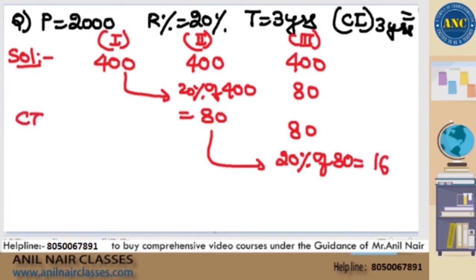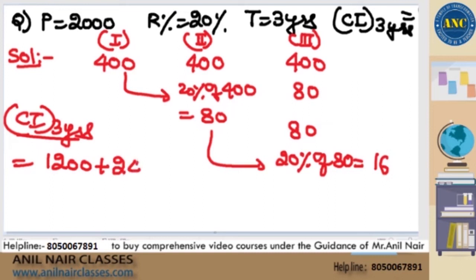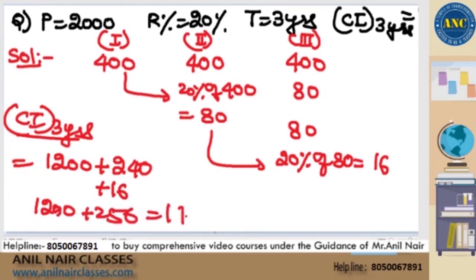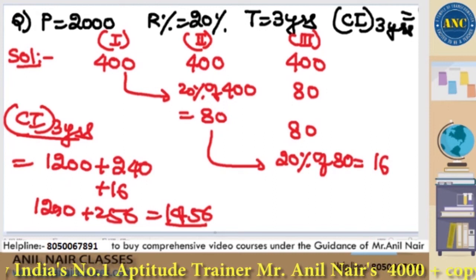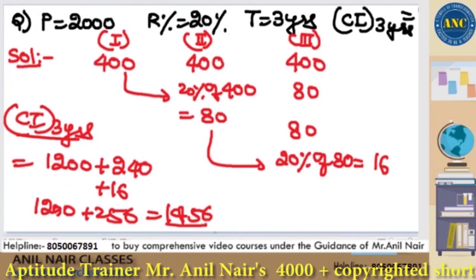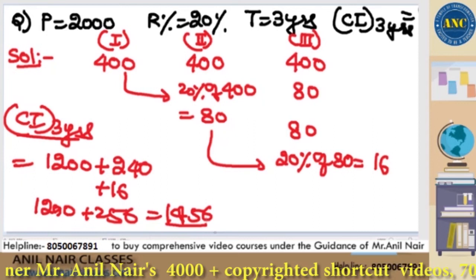CI for 3 years, directly you will get the answer if you understand this. CI for 3 years will be 400, 400, 400, it is 1200, 80, 80, 80, 240 plus 16. So 1200 plus 256. Answer is 1456. Now, any student who got doubts in the last two problems, please put it in the live chat.